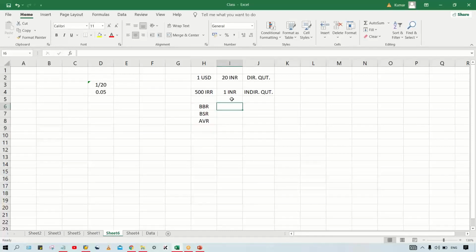Bank buying rate means the rate at which the bank is buying the foreign currency, and selling rate is the rate at which the bank is selling, right? So buying rate is, let's suppose, 60, selling rate is 64, average will be 62. So when we post a JV, GL to GL entries, the client says that we are going to specify this rate, 62.